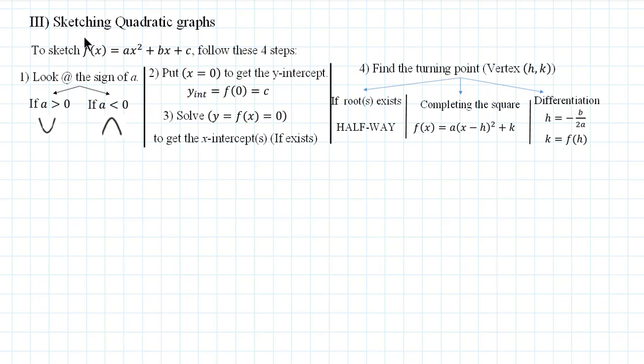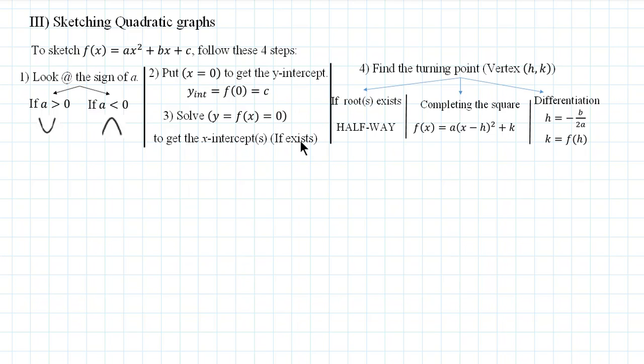Okay. The final point is how to sketch a quadratic graph, and we should follow 4 steps. The first one is to look at the sign of a. If it's positive, we will graph an upward curve, or we say sometimes a smile face. And if a is smaller than 0, we'll draw a sad face, or the opposite, which will be downward. Number 2, put x equals 0 to get the y-intercept. And number 3, solve y equals 0 or f of x equals 0 to get the x-intercept or intercepts if they exist, okay?